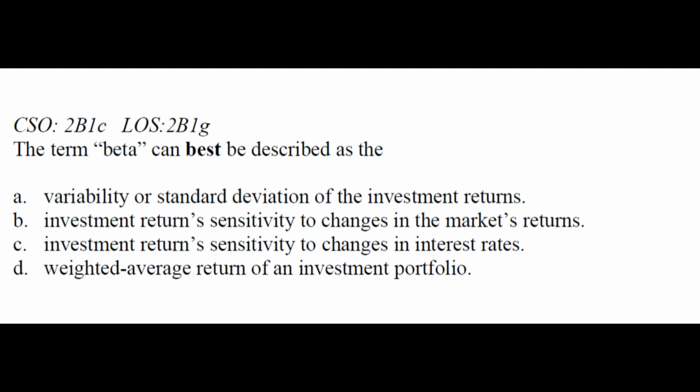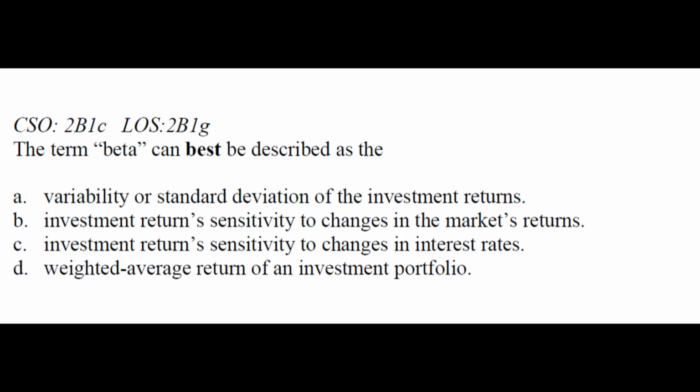C. Investment return sensitivity to changes in interest rates. Incorrect. Interest rate sensitivity is more relevant for fixed income securities and duration analysis, not beta. D. Weighted average return of an investment portfolio. Incorrect. This describes portfolio return calculation and has no relation to the definition of beta. Correct answer. B. Investment return sensitivity to changes in the market's returns.